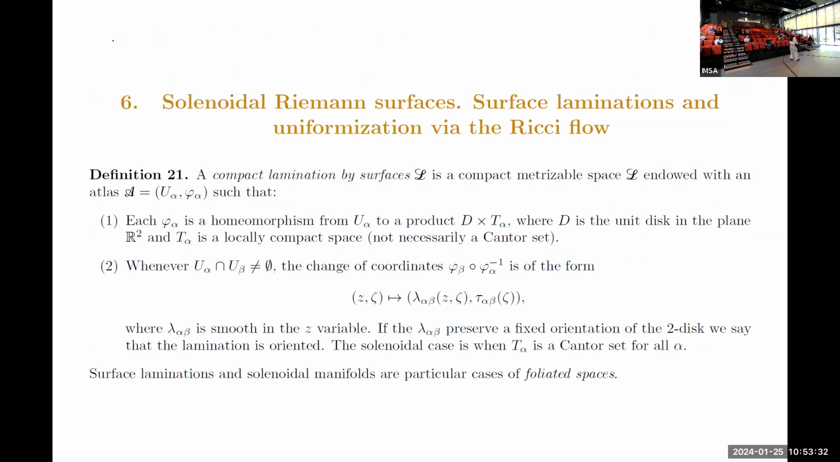This is one of my favorites. Now here is what happens if you take a foliation by Riemann surfaces, a compact foliation, and you give a Riemannian metric to the ambient space.